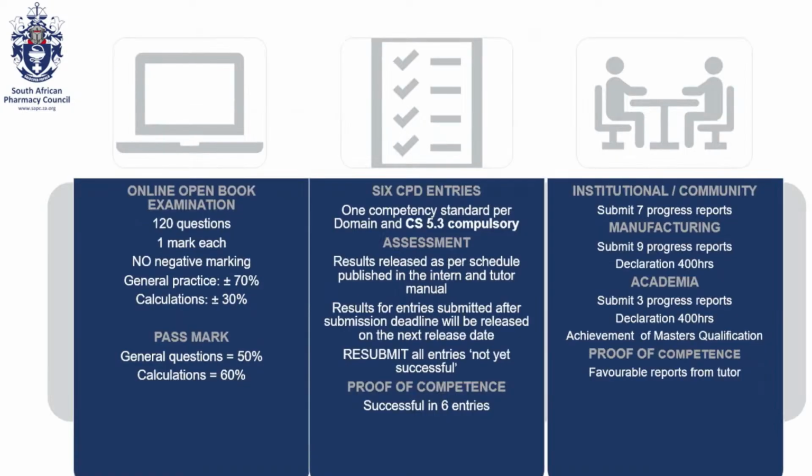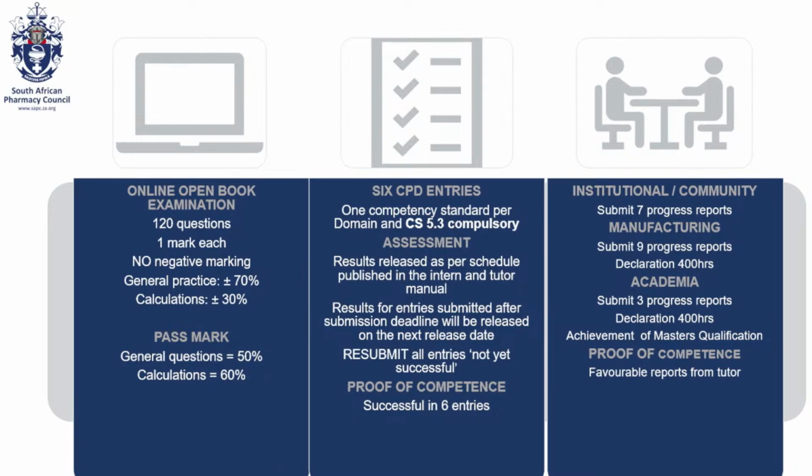Now we're zooming into the requirements for the online open book examination that gets conducted, which comprises 120 questions, 1 mark each with no negative marking applied. And you have 2 sections in the paper, which is the general practice section comprising of 70% and a calculation section comprising of 30%. Now the pass mark is 50%. However, you do need to have achieved a sub-minimum on the general section of 50% as well as a sub-minimum of 60% on the calculation section.